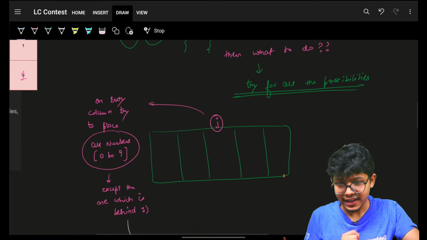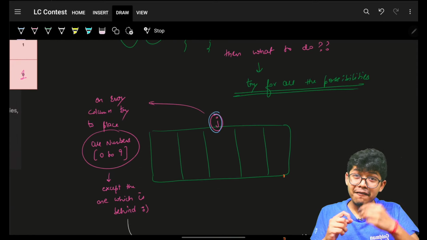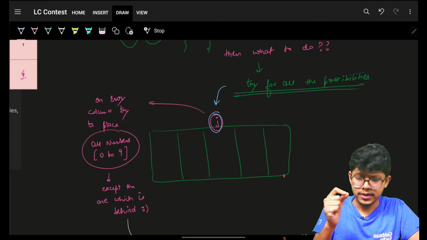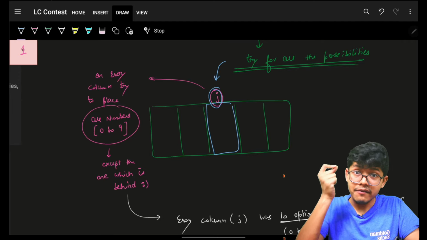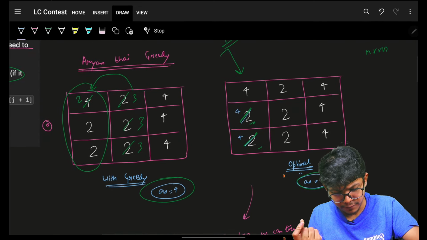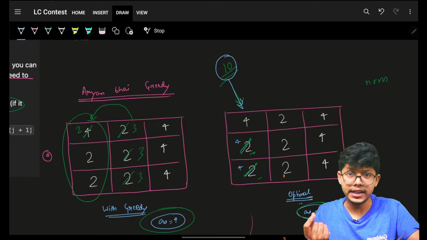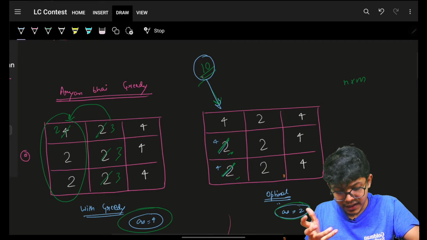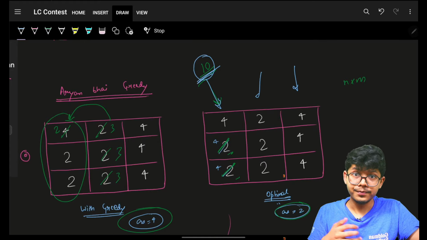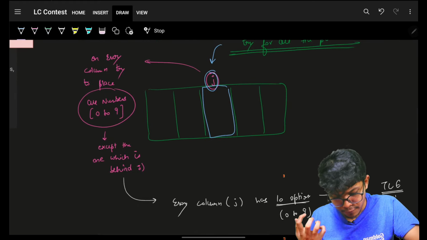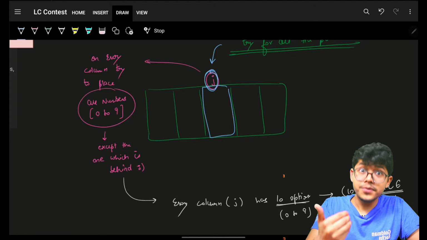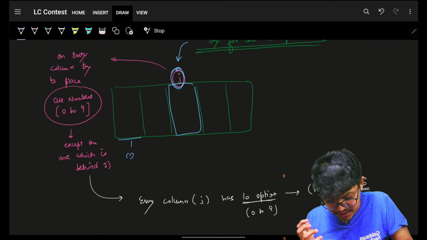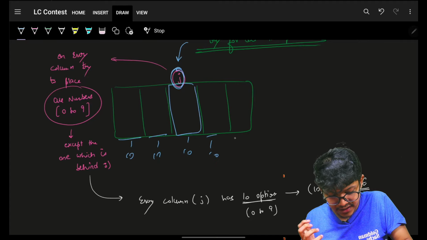The issue is that for every j, I will have to try all the possibilities by placing all the digits. As in the beginning, I was trying for the first column all the 10 possibilities, all the 10 digits, 0 to 9. Now I'm saying I will try these possibilities for all the columns. So for every column, you will try 10 options to place the digits: for the first column, 10 options, next column, 10 options, next 10, next 10, next 10.